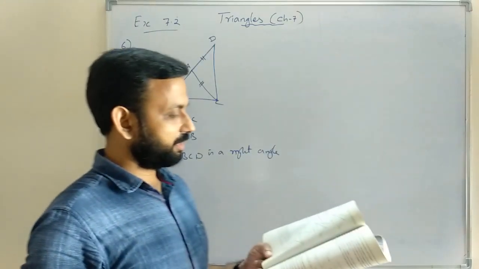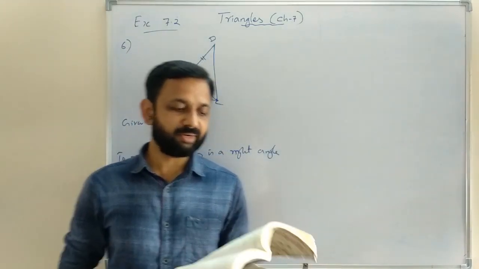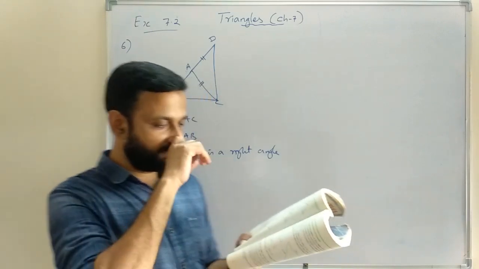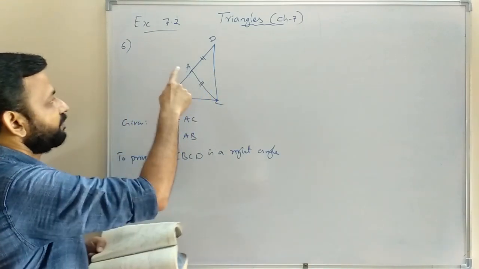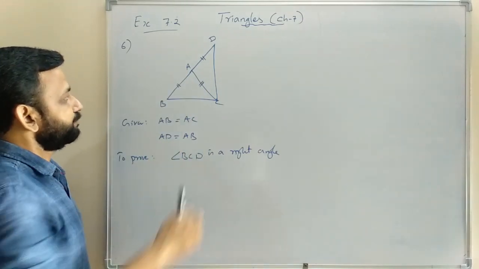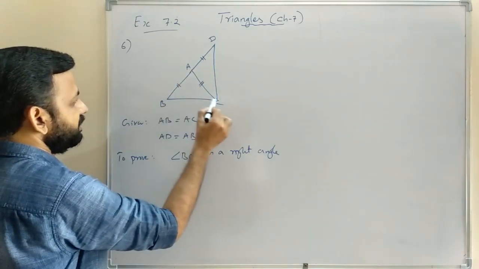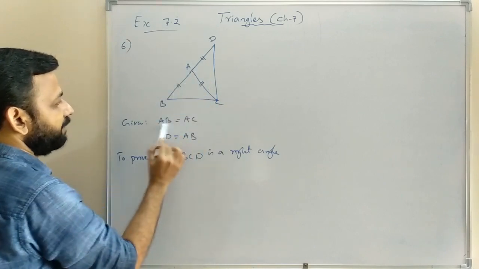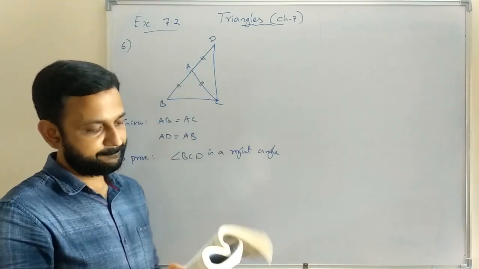We will do question number 6. Triangle ABC is an isosceles triangle in which AB equal to AC, that is given.